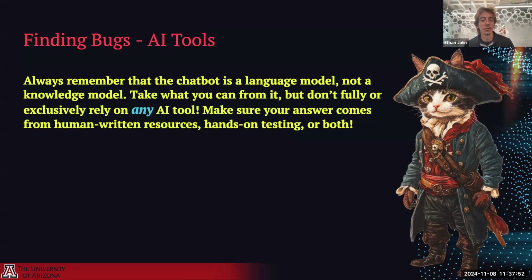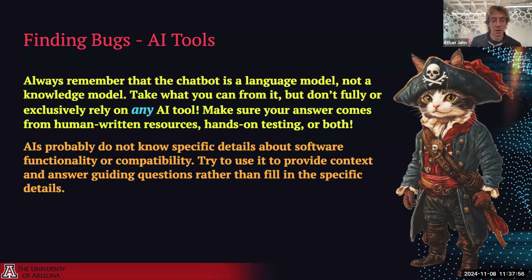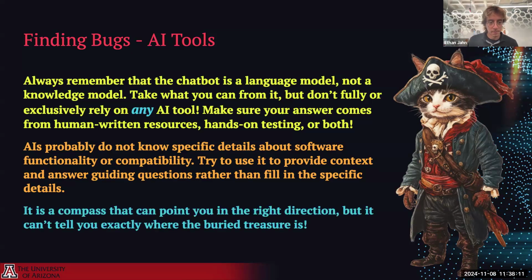Make sure your answer comes from either human-written resources, hands-on testing, or both. AIs probably don't know specific detail about software functionality or compatibility. Try to use it to provide context and answer guiding questions rather than fill in the specific details. It's a compass that can point you in the right direction, but it can't tell you exactly where the buried treasure is. And of course, we have here an AI-generated pirate cat for this.